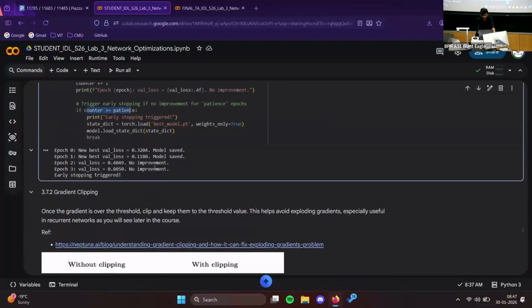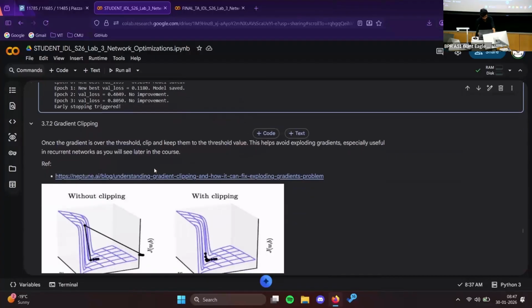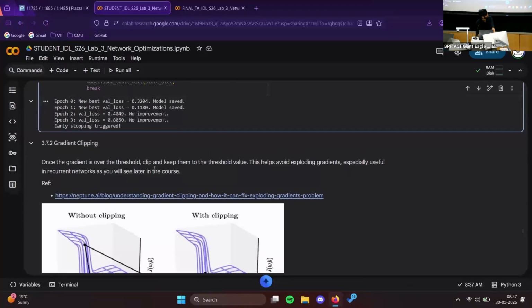Any questions so far? Okay. Yes, I have a question. Okay, so what is the optimal number of patience that you can define before stopping? Because sometimes when you wait for a while, you can still see some improvement. So what I want to know is how long should you wait before you stop? Wait, I didn't get your question. Can you come again?